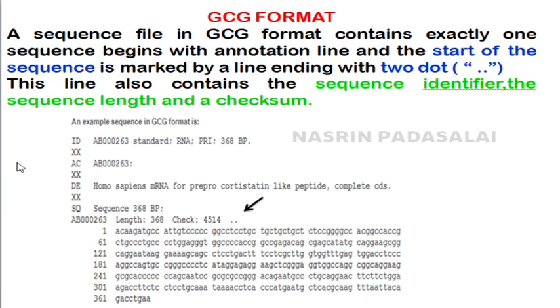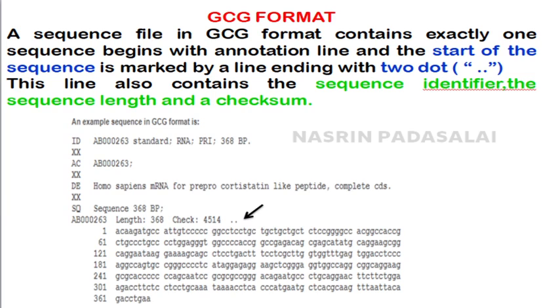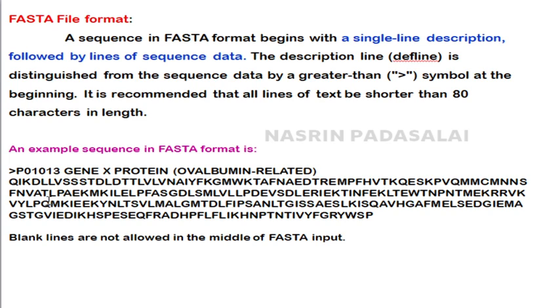Okay, and it begins with the annotation line, and the start of sequence is marked by the line ending with two dots. So here you can see the start of sequence is marked by a line containing two dots. This two dot line also contains a sequence identifier, which is the accession number, the length of the sequence, and a checksum. After giving that, the line will be ending with two dots, and after that the sequence will be given. Fine.